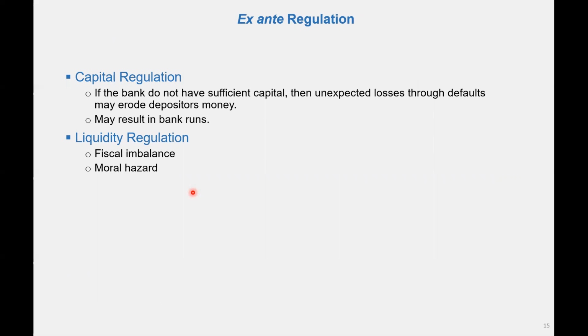Now, those are the preliminary regulations. Then, number one, ex-ante regulation. Ex-ante regulation means you are taking the action before the regulation. So what will happen? One of these actions would be the capital regulation.